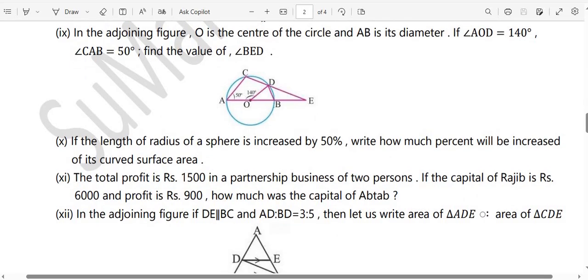Question number 11. The total profit is ₹1,500 in a partnership business of 2 persons. If the capital of Rajiv is ₹6,000 and his profit is ₹900, how much was the capital of Aftab?